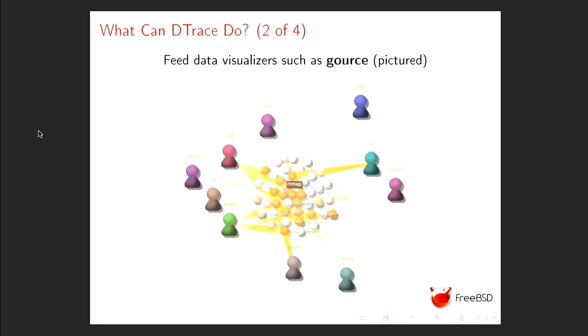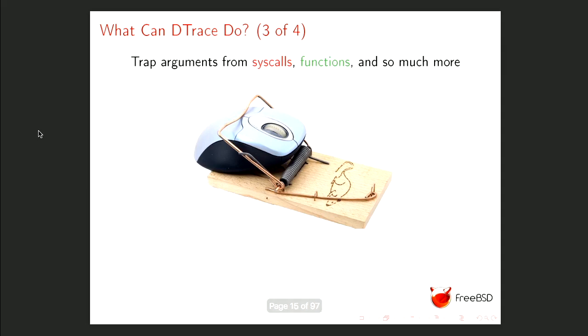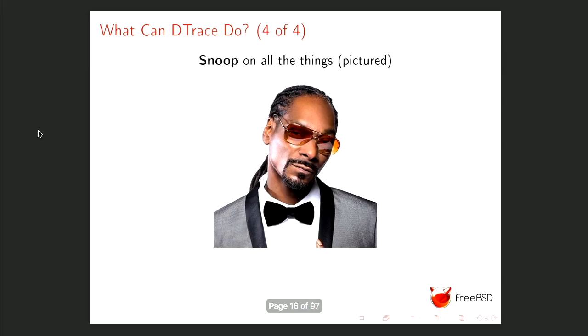So we have a Gource visualization. Gource is a visualizer written by Andrew Caldwell. It's open source. It's in GitHub. And it takes version control logs or a custom log format, which I'm abusing in order to do much more than just version control logs. And it's wonderful. You'll get a live demo. We can trap arguments, syscalls, and functions, and do so much more with DTrace. And of course, we can snoop on all the things, even our slides.